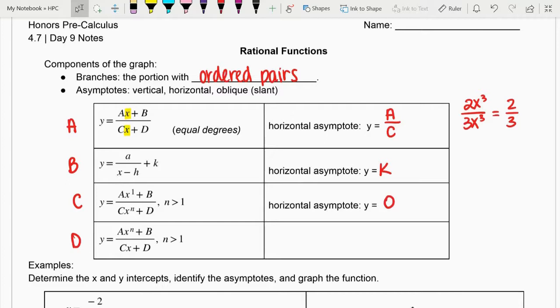Okay. And then our last case, example D, we have y is equal to ax to the n power plus b all over cx plus d. And again, n is greater than 1. So this is just the reverse of C. So when this happens, there is no horizontal asymptote, but we will have an oblique asymptote. So no horizontal asymptote. There will be an oblique asymptote.